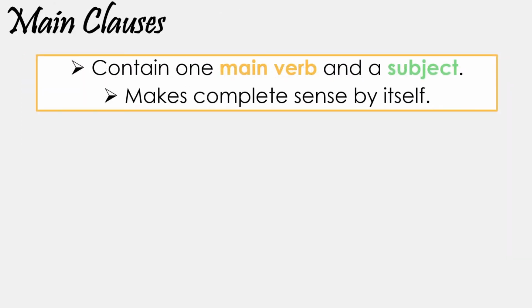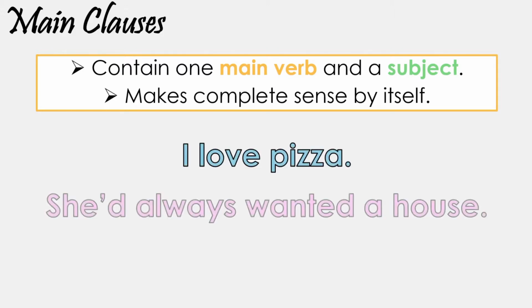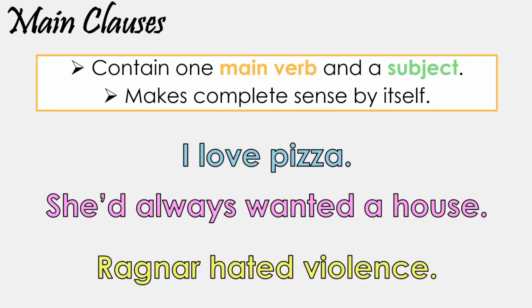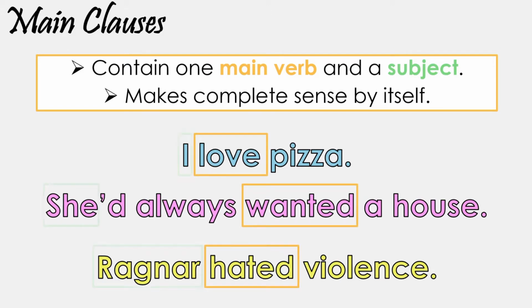A main clause consists of a verb and a subject, a thing that does the verb. A main clause can also stand by itself, and it makes complete sense on its own. I love pizza. She'd always wanted a house. Ragnar hated violence. These all make sense by themselves. They all have one verb, and they all have a subject. So they're all main clauses. And yes, these are all examples of simple sentences too.